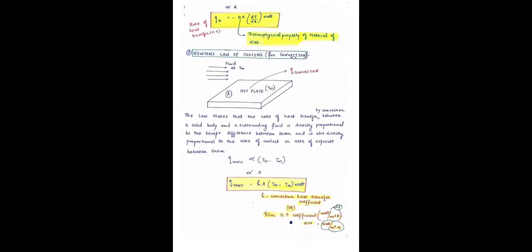And Qx is directly proportional to area. So combining equation 1 and equation 2, Qx equals minus KA dT upon dx, where K is the thermal conductivity, which is a thermophysical property of the material.